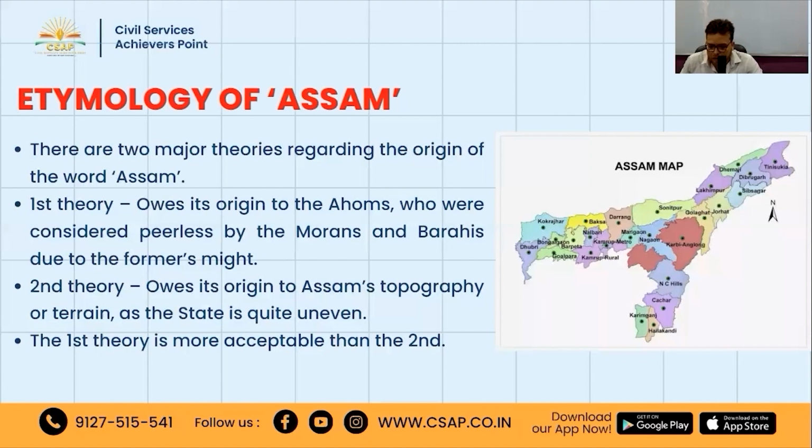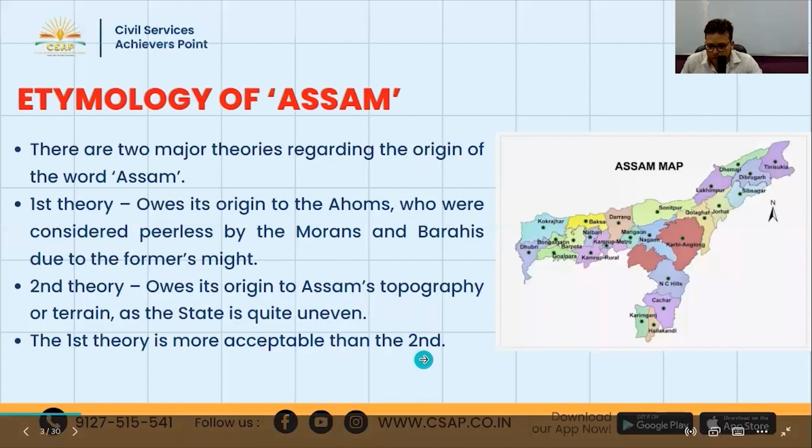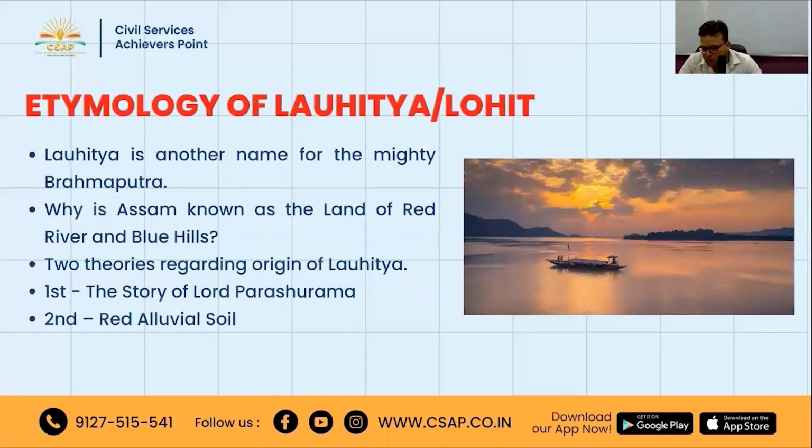Okay, now let's get moving. Now see, after having discussed the etymology of Assam, let's talk about the etymology of Lohitya or Lohit. See, we all know, and this Lohitya or Lohit, this name has been immortalized by the famous Bard of Assam, Dr. Bhupen Hazarika. And we all know Lohit or Lohitya is another name for the mighty Brahmaputra, the lifeline of Assam.